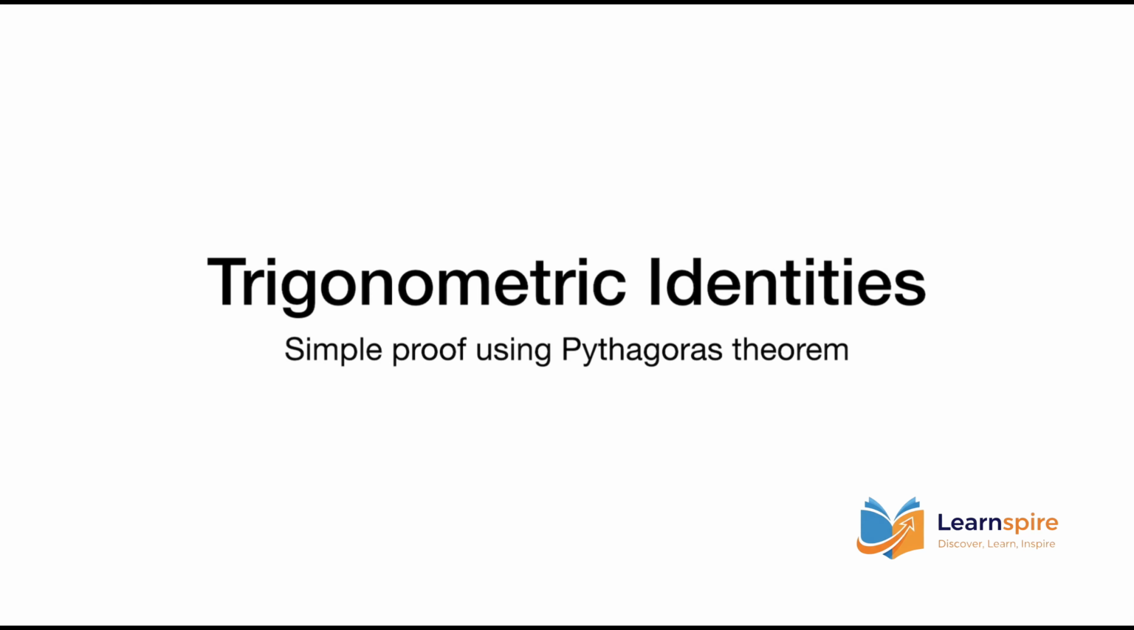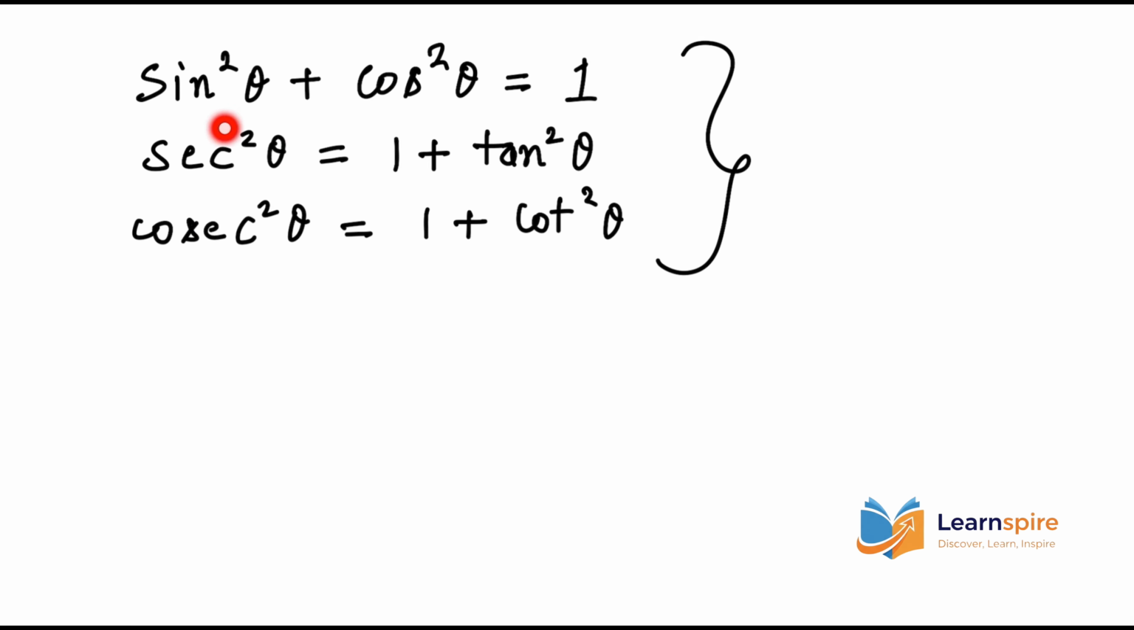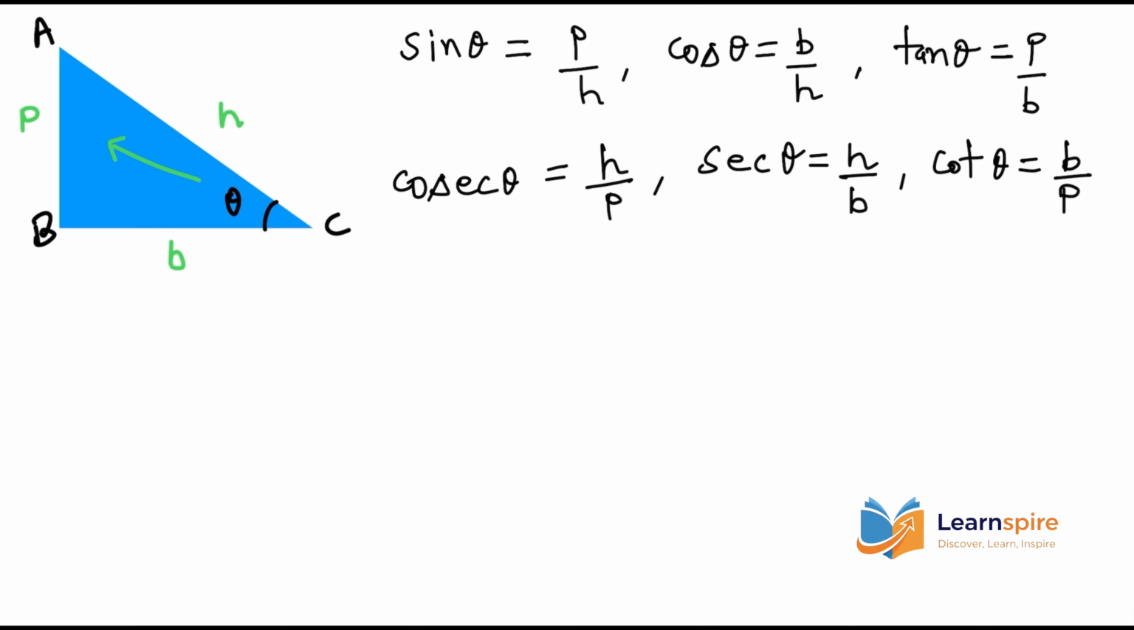Moving ahead, so now we will try to prove our second trigonometric identity, that is sec square theta equals to 1 plus tan square theta. So to do that, first of all, let's quickly remind the trigonometric ratios.